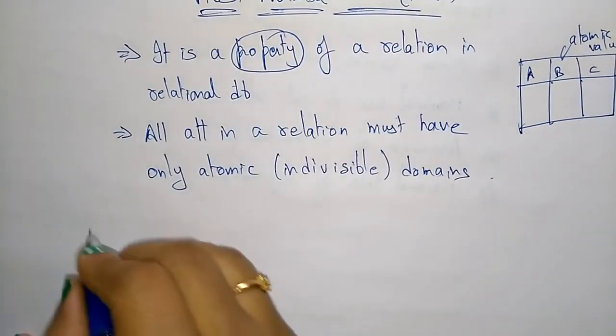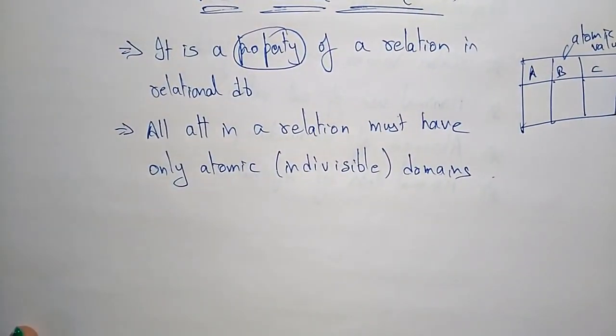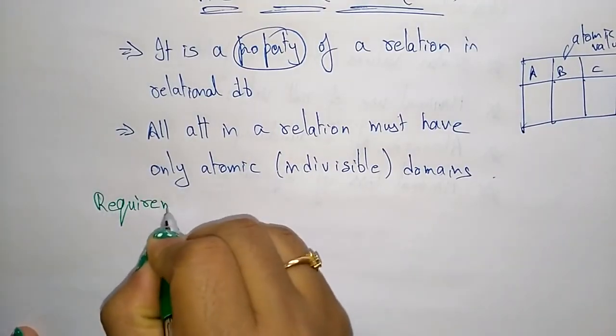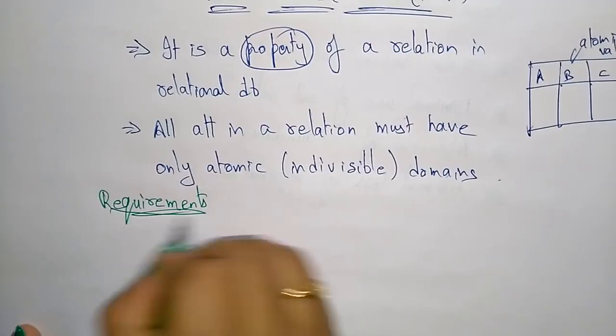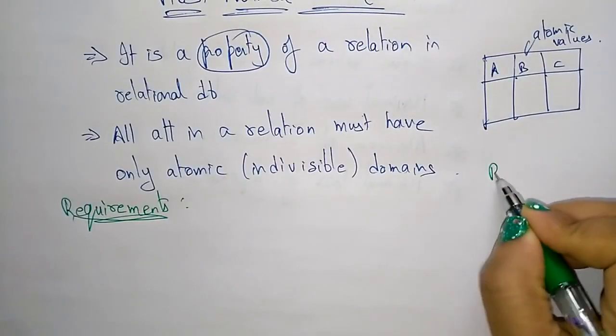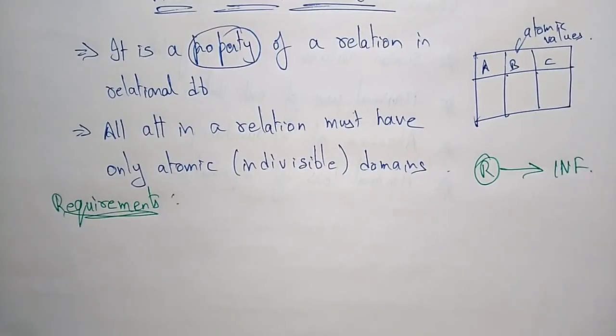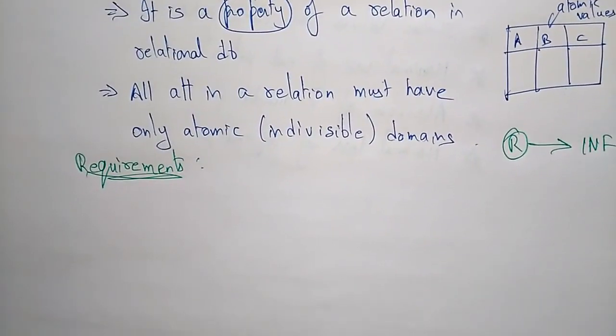Now let us see what requirements it has. If any table should be converted into first normal form, whatever relation we have taken, if you want to convert that relation into first normal form, you have to follow some requirements. So what are those requirements?